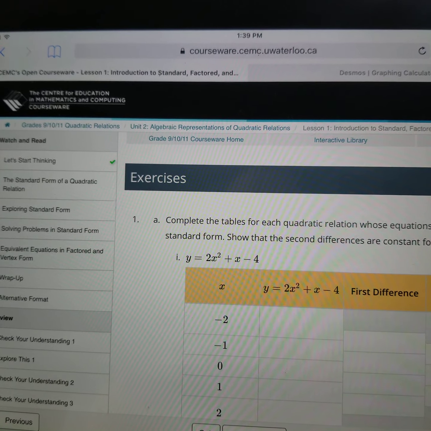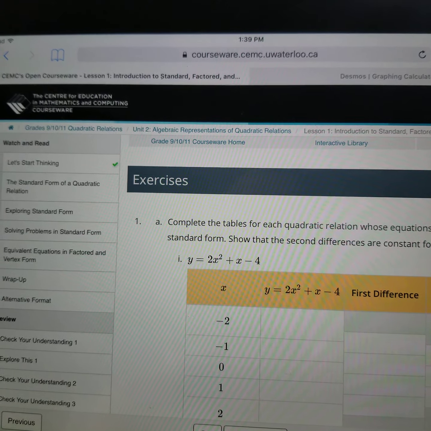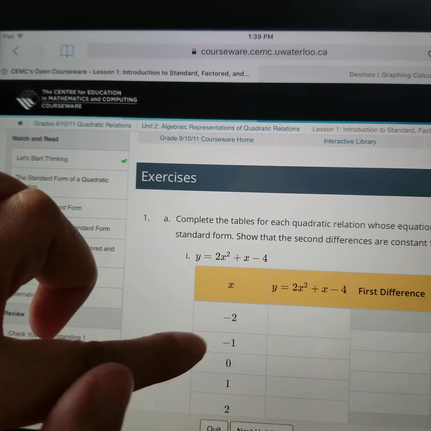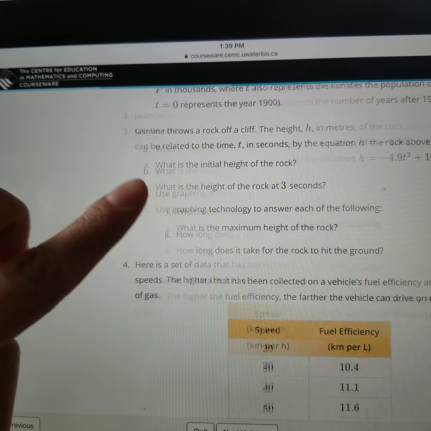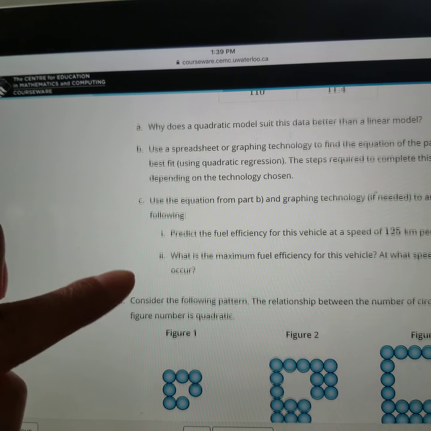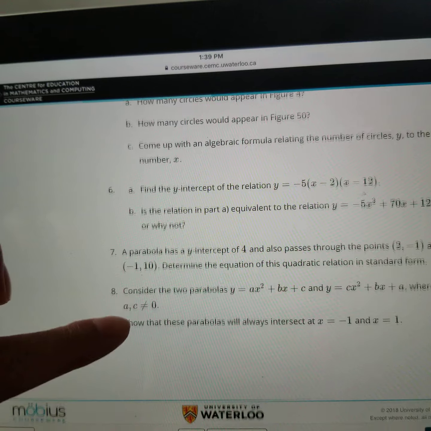Hi guys, so this is part 2 of 1C. Again, this is what initially it looks like. I did question number 3, and now we're going to look at question number 6.